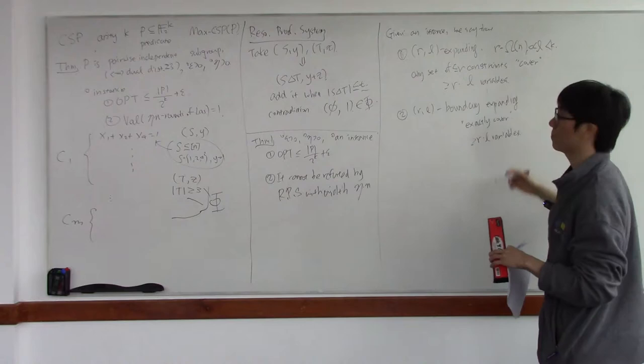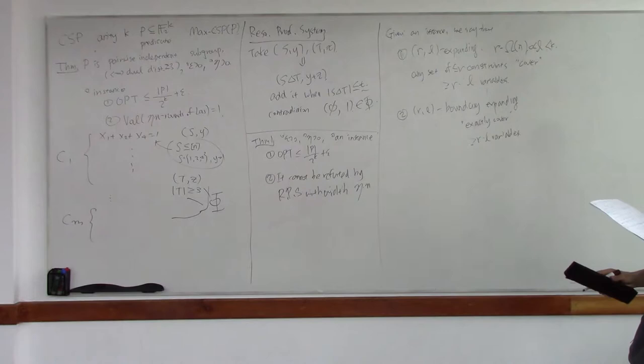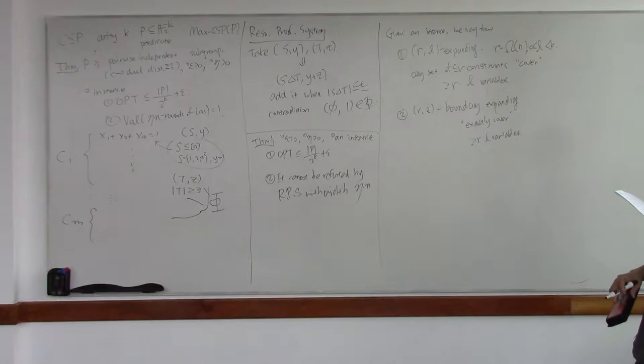Any set of at most K constraints covers at least K times L variables? So L is a number between like 0 and K. All I'm saying is, if I look at one constraint, should it cover R times L variables or just L variables? It contains like exactly K variables.